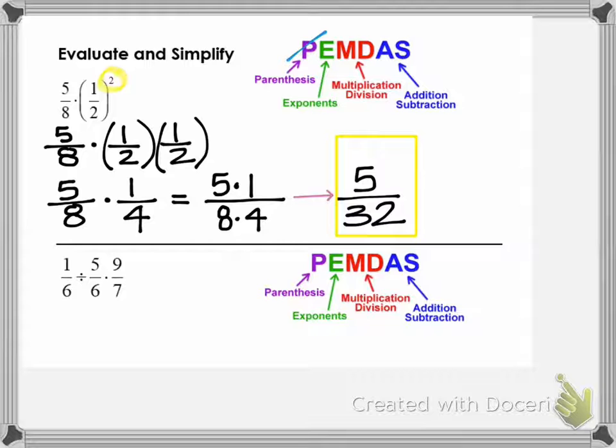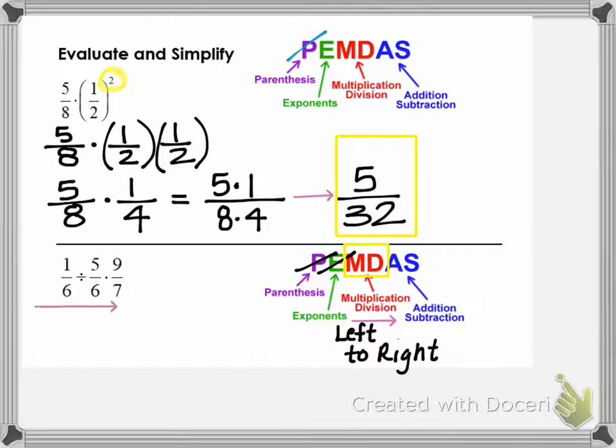I have 1/6 divided by 5/6 times 9/7. I don't have any parentheses in this problem. I don't have any exponents. So I'm moving on to step MD. Now that's one step together. Multiplication and division get lumped together, and we work them in order from left to right. So it's really important that you understand that you work multiplication and division in the order that you see them in your problem from left to right.